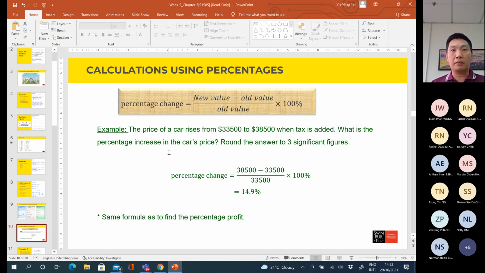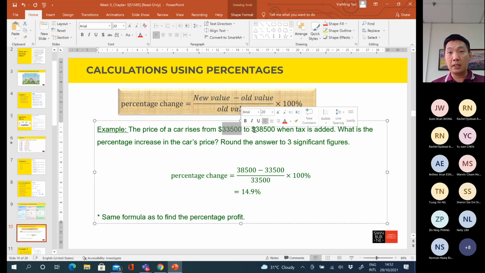Okay, so let us try one example. The price of a car rises from 335,000 to 38,500 when tax is added. So this is the old price, and this is the new price. What is the percentage increase in the car price? And you have to round the answer to 3 significant figures. Okay, so we use the formula. The new value is this number, substitute to here. The old number, this number, put here. The denominator is the old price value, put here. And then multiply with 100%. Okay, so let us check.